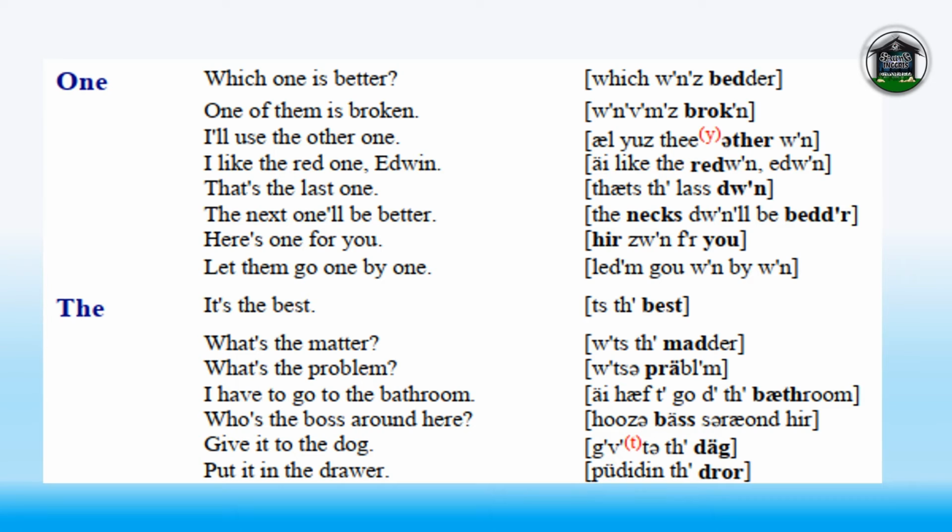The. It's the best. What's the matter? What's the problem? I have to go to the bathroom. Who's the boss around here? Give it to the dog. Put it in the drawer.